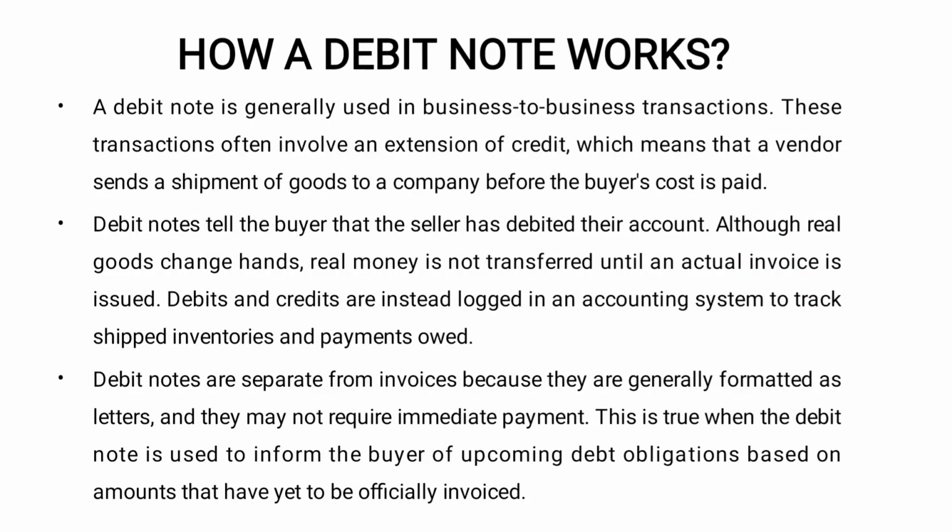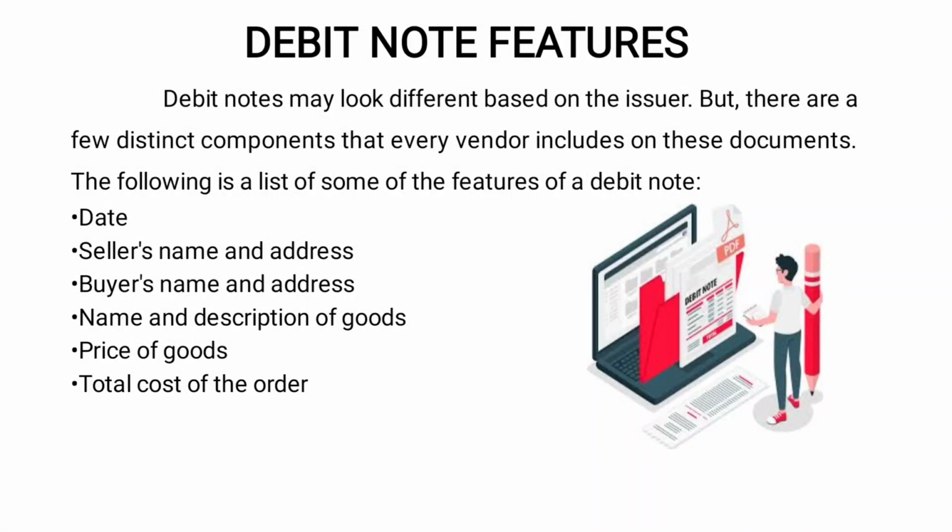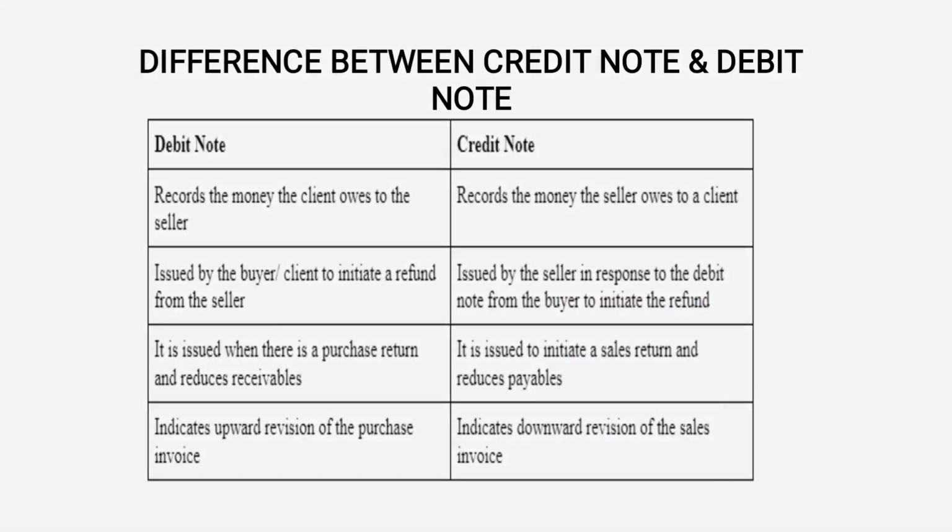How it works? A debit note is generally used in business-to-business transactions. These transactions often involve an extension of credit, which means that a vendor sends a shipment of goods to a company before the buyer's cost is paid. Debit note features. A debit note may look different based on the issuer, but there are a few distinct components that every vendor includes on those documents: date, seller's name and address, buyer's name and address, name and description of goods, price of goods, total cost of the order.